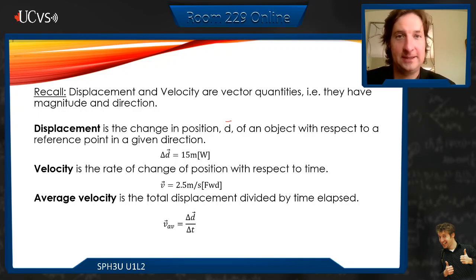Average velocity: we already discussed average speed last time. Now we can talk about average velocity being the total displacement, delta d, divided by the total time elapsed, delta t. So this is another equation, the vector form of the speed equation. Just like we had the average speed equation, this is now a vector, in a certain direction.